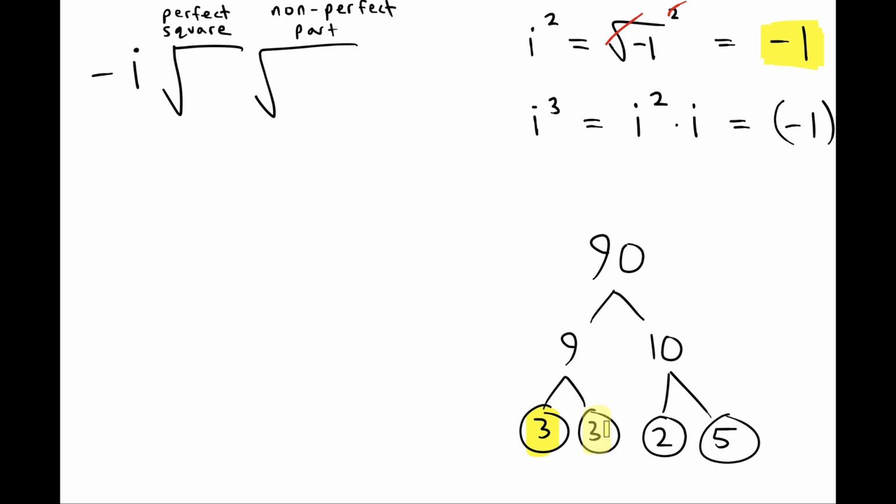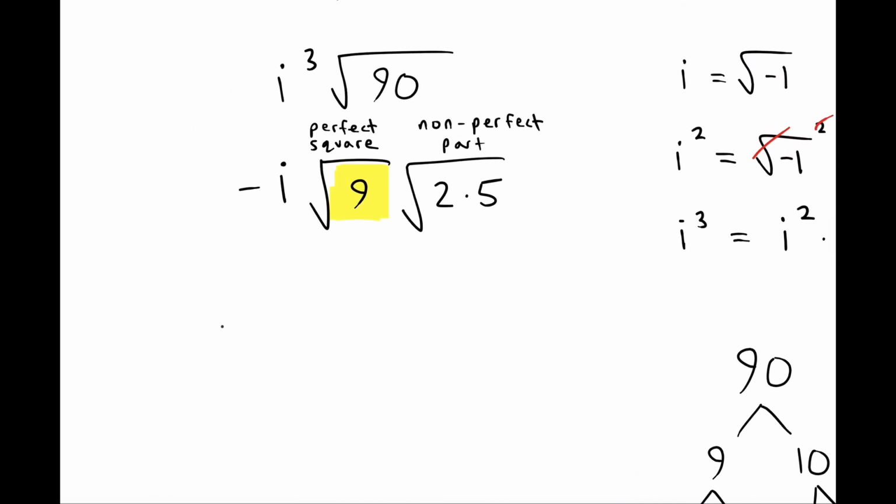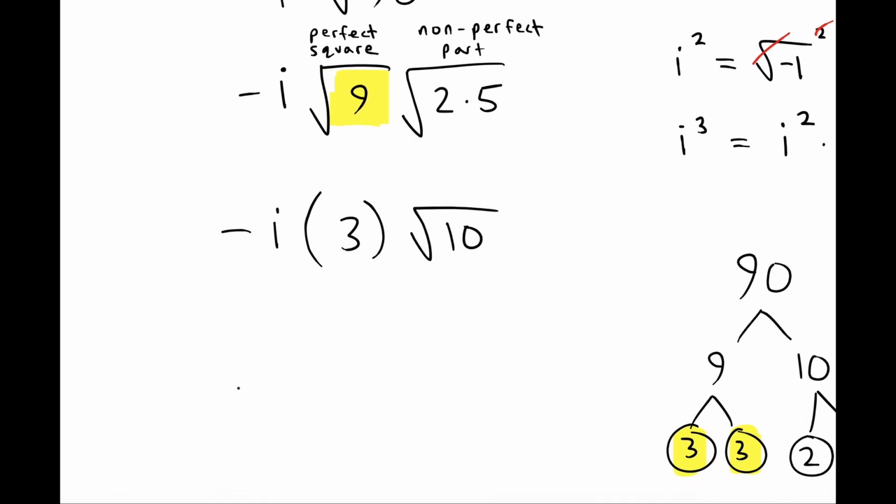The paired 3's will now go on the left, and you could just represent them as 9, that's fine. If you want to put them in separately, you can, or you could just use a 9 there. The 2 and the 5 have to stay on the right because they're unpaired. So this is going to become -i times the square root of 9, which is 3, times radical 10. And just to simplify my final answer, I'll make it -3i radical 10.